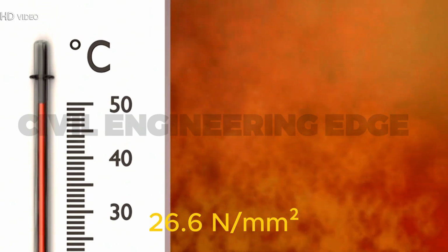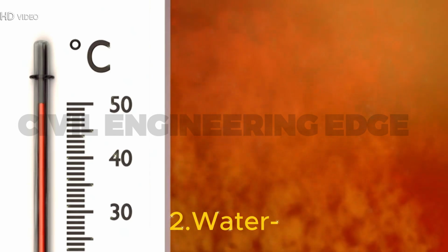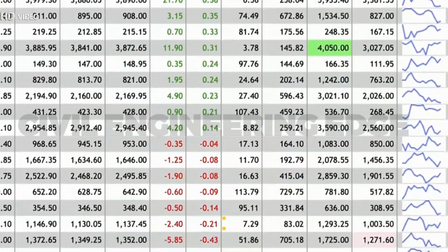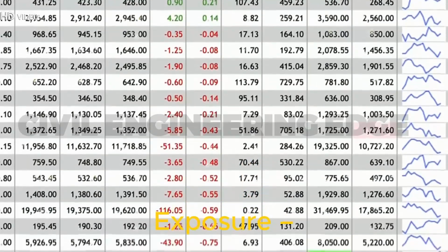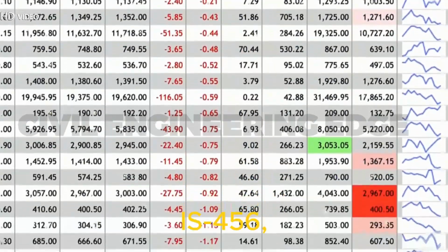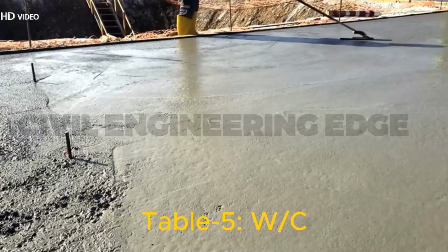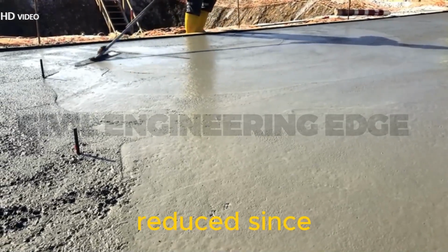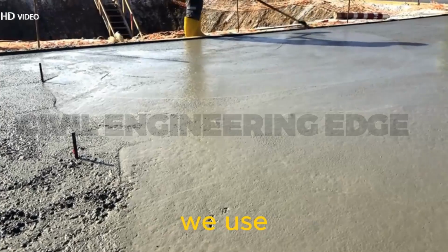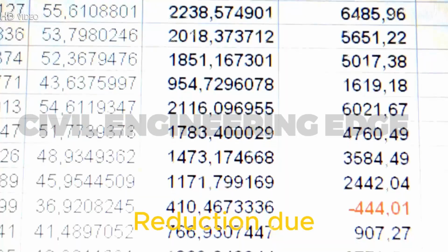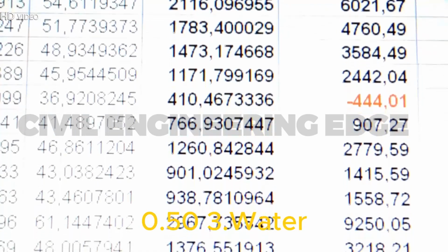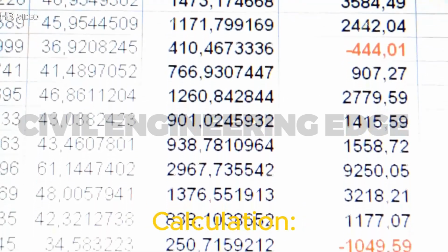f'ck equals 20 plus 1.65 times 4, equals 26.6 Newton per square millimeter. 2. Water-cement ratio determination. Exposure, mild. From IS 456, Table 5, W/C ratio equals 0.55. It can be reduced since we use admixture. Reduction due to admixture, 0.50.